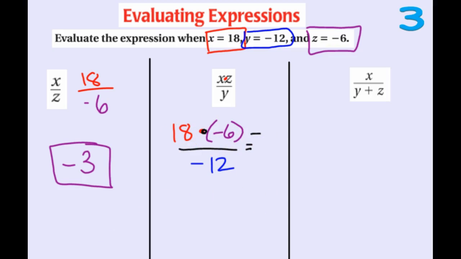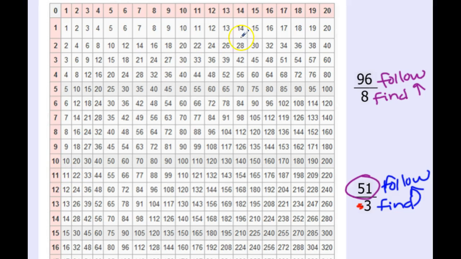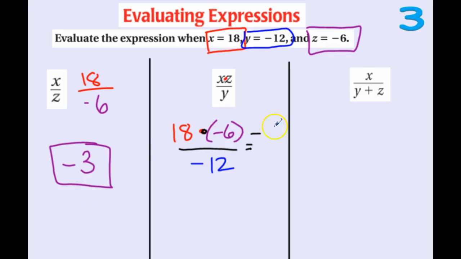So 18 multiplied by 6. We're multiplying now, so find both. 18 times 6, we should get 108. So we have negative 108 divided by negative 12.